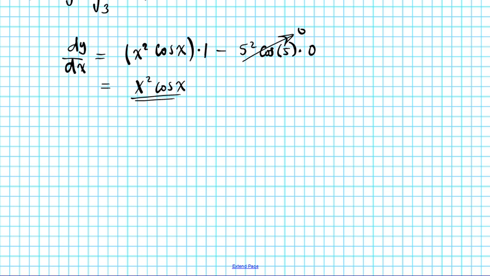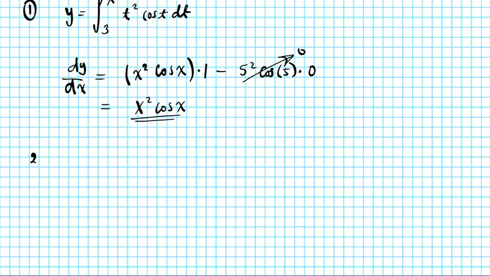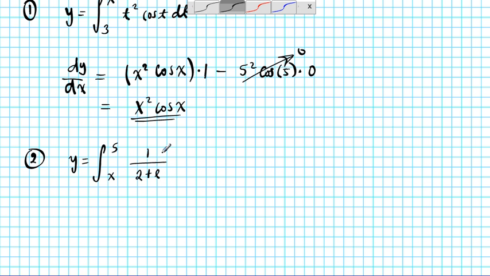Alright, let's try another example. Number 2, let's say we have y equals the integral from x to 5 of 1 over 2 plus e to the t dt. Alright, so how do we do this? Same procedure, right? Substitute the top for t times its derivative, and then minus the bottom. Alright, so let's do it.